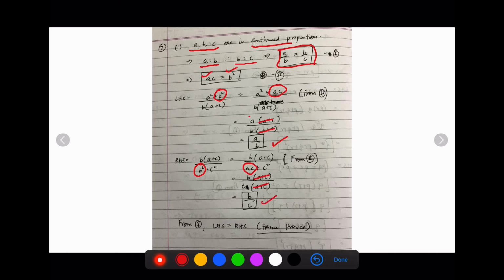Now you know that a by b equal to b by c because they are in continued proportion. So the left hand side a by b and the right hand side b by c are actually equal. So you're proving the required relation.